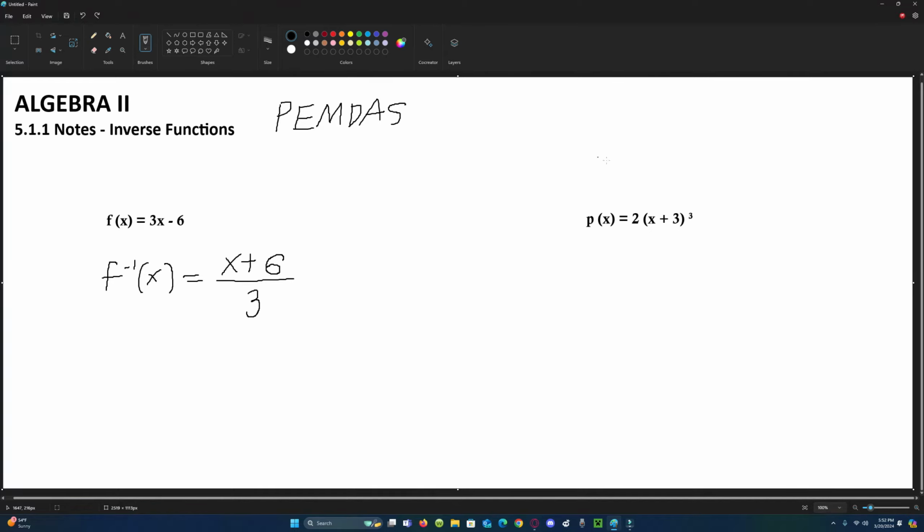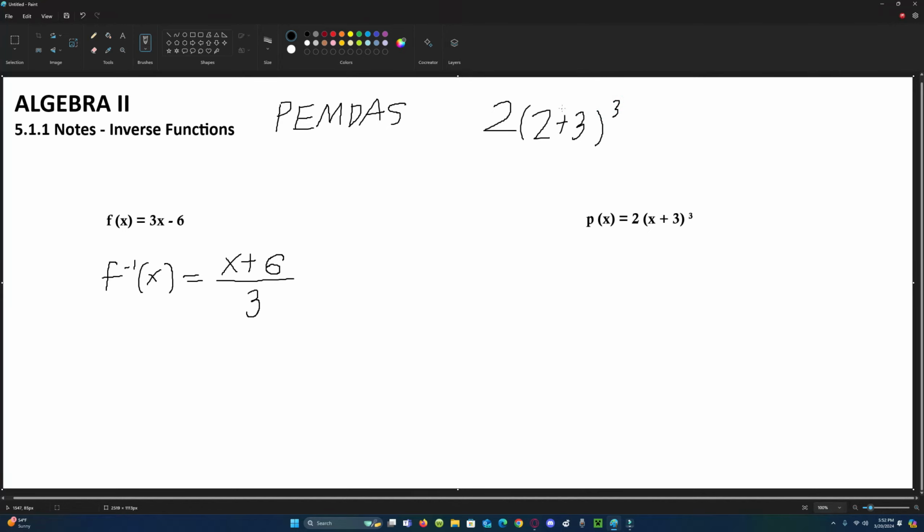Now, this problem is more complicated. We have p of x equals 2 times x plus 3 in parentheses cubed. The same logic still applies with this problem as with the one on the left. And we still utilize PEMDAS, just in the reverse order. Now, if I do the same thing I did with the last one, and use this expression as an example, replacing x with a number, like 2 again, and I wrote it like this.